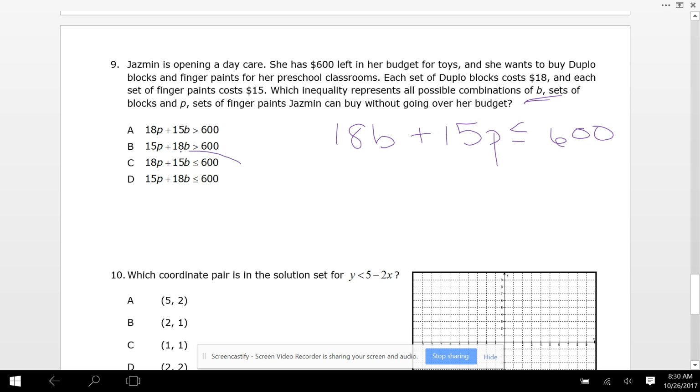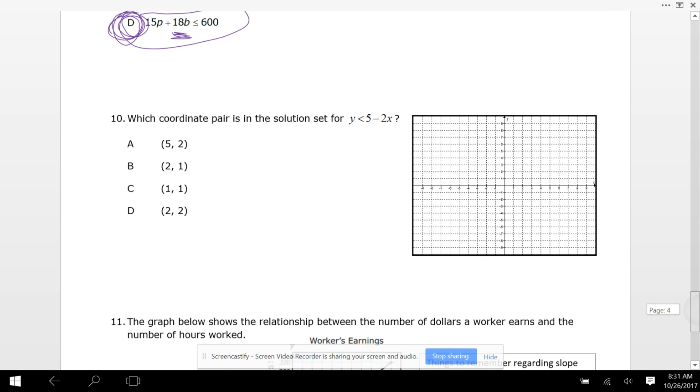Look at what they do right here. This drives me crazy. They flip around where the P and the B are. So if you're not paying attention, you would pick C when the answer has to be D. This drives me crazy, but that's what they do, so be ready.